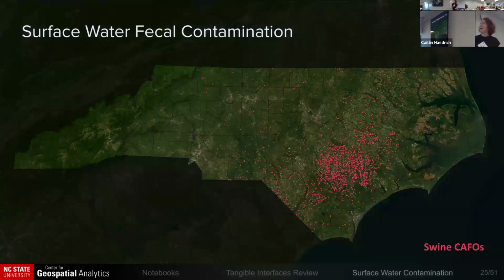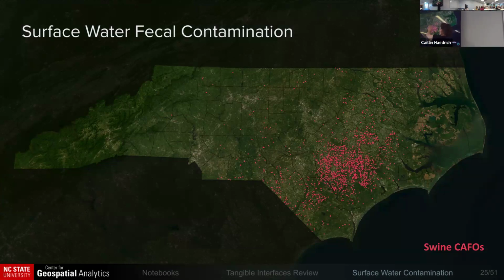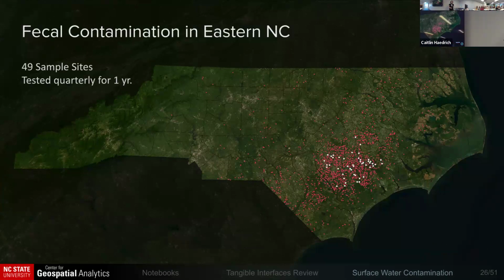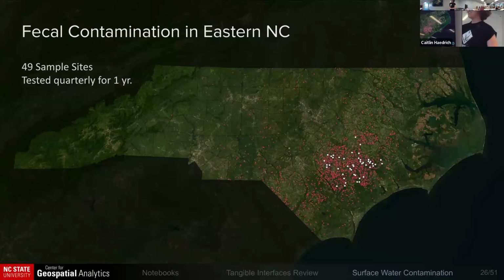And so if we look at where a lot of this farming is occurring across the state, this is a map of confined swine animal feeding operations, and you can see they're really clustered in these 5 counties in eastern North Carolina. So this study went out and sampled 49 sites. Emma and others sampled 49 sites, each one 4 times seasonally throughout the course of a year, looking for fecal contamination.